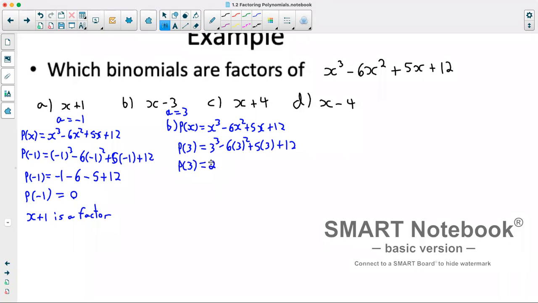So 3 cubed is 27. Then we have 3 squared is 9. Nine times negative 6 would be negative 54. 5 times 3 is 15. Then we've got plus 12. So 27 minus 54 is negative 27. Plus 15 is negative 12. Plus 12 is 0. So we can say that x minus 3 is a factor.